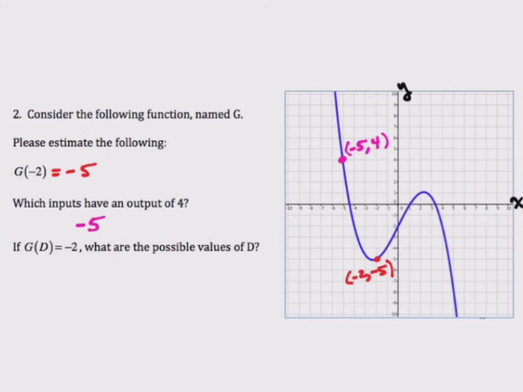If g of d equals -2, what are the possible values of d? What we're just saying is, if -2 is the output, what are the possible inputs? So let's take a look. Let's find -2 on our output axis and see what the inputs could be. It appears we've got 3 different points for which -2 is the output, and the inputs could be -4, 0, and 4. So the possible values of d are -4, 0, and 4.